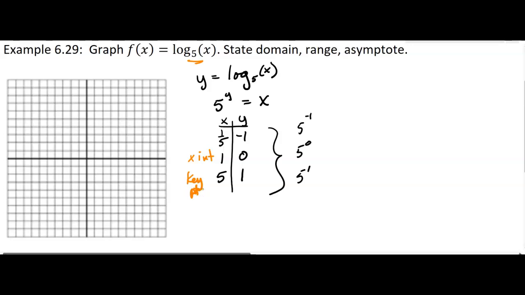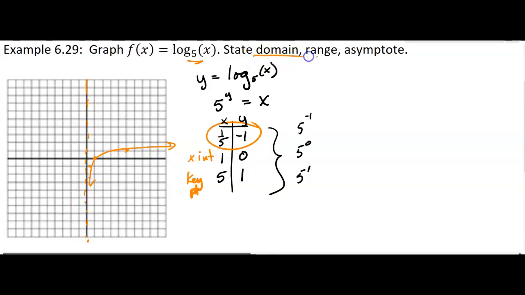Okay, so what does this graph look like? Where is 1/5, -1? Well, it's really close to the y-axis. It's like there. 1, 0. And then you're going to have 5. 1, 2, 3, 4, 5. 1. And so our shape is going to be something like this. We still have a vertical asymptote right there.